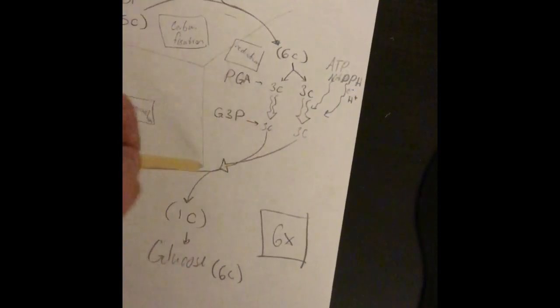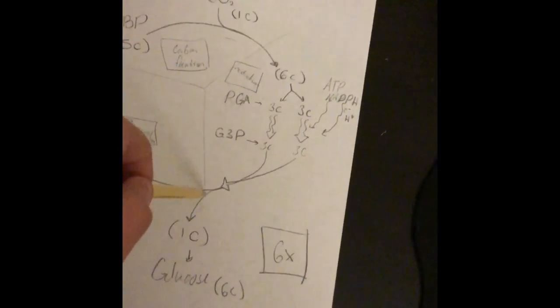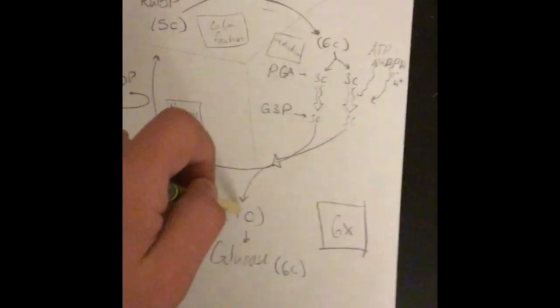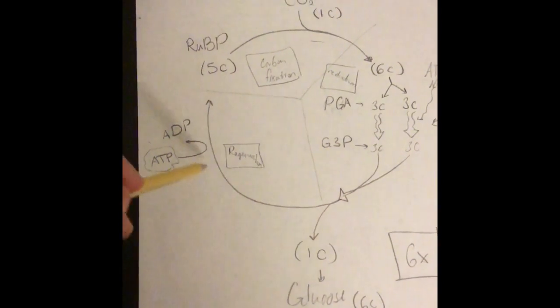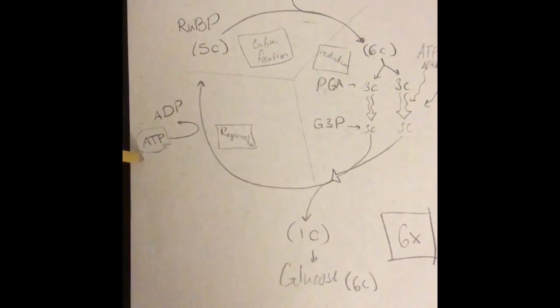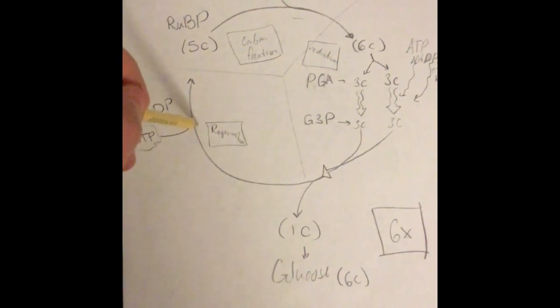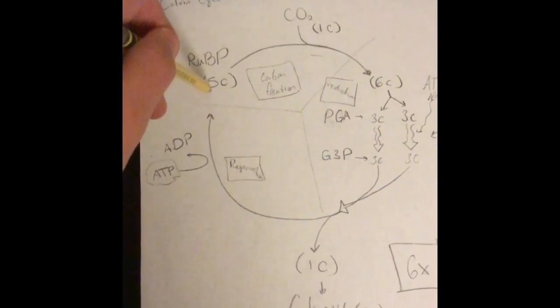These two 3 carbons will combine together and drop off 1 carbon, which will be used to make glucose. Then the rest will go over here, go through the process of ATP energy to combine back into RuBP.